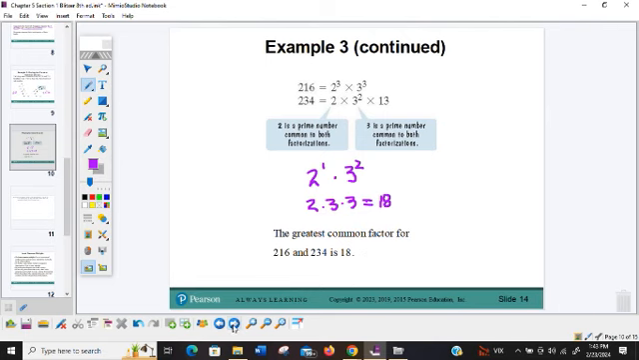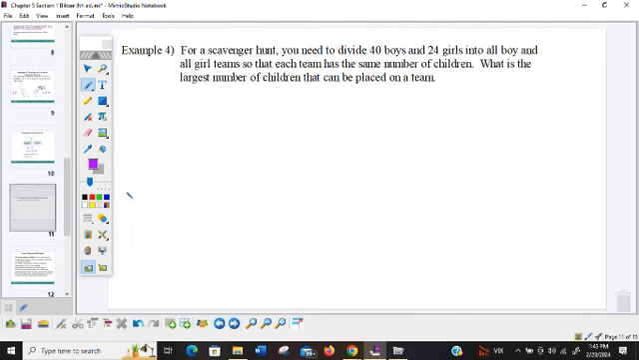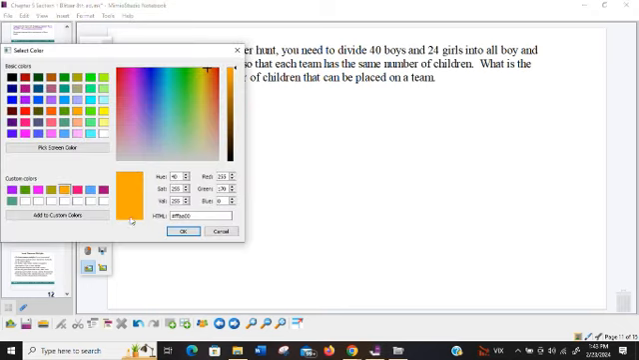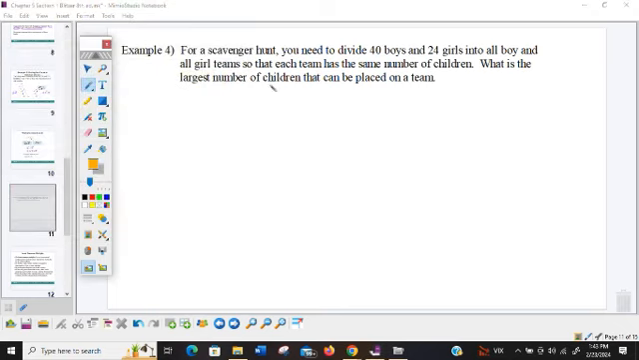Now let's use this in a word problem. So this problem says, for a scavenger hunt, you need to divide 40 boys and 24 girls into all-boy and all-girl teams so that each team has the same number of children. Okay, so we need a common divisor here. What is the largest number of children? So we need the greatest common divisor that can be placed on each team.